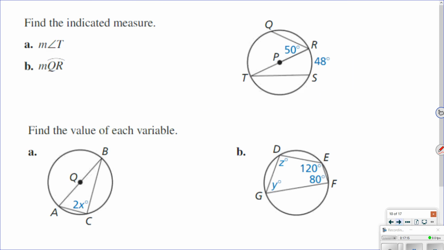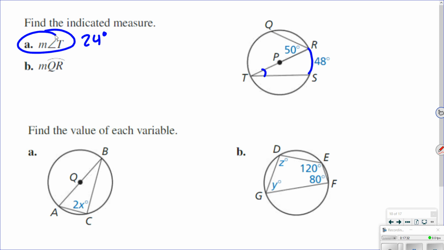Here's a couple of examples. This one wants me to find the measure of angle T first. Angle T is right here. Well, I know that arc is 48, so I'd cut it in half. It'd be 24 degrees. It wants me to find the measure of arc QR.